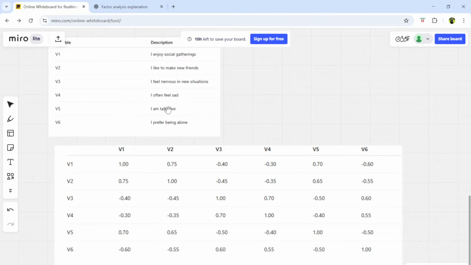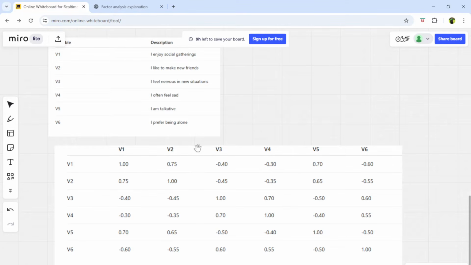And then we look at the remaining ones. I feel nervous in new situations. I often feel sad, and I prefer being alone. People who prefer being alone, who are nervous in new situations, we call them the introverts. So we can now move from 6 variables to only 2 factors. Factors being introvert and extrovert.